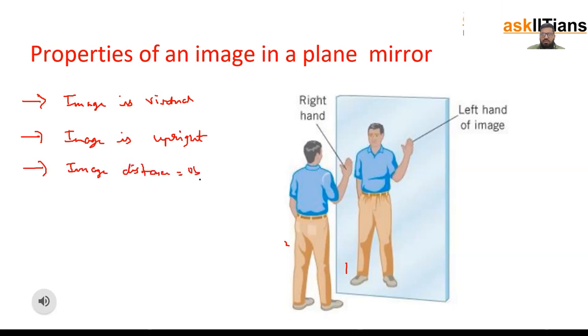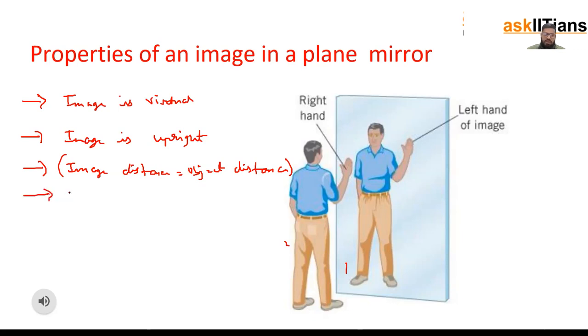Another thing is that image distance is equal to object distance. So if you are standing in front of a mirror, suppose 10 centimeter in front of the mirror, your image will be formed 10 centimeter inside the mirror. So that means image distance is equal to object distance, and you know distances are always measured from the mirror. So if you are standing 10 centimeter in front of the mirror, the image of your body will be formed 10 centimeter behind the mirror. That will be virtual, upright.